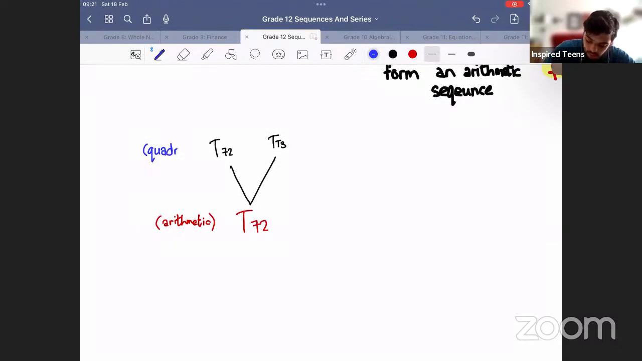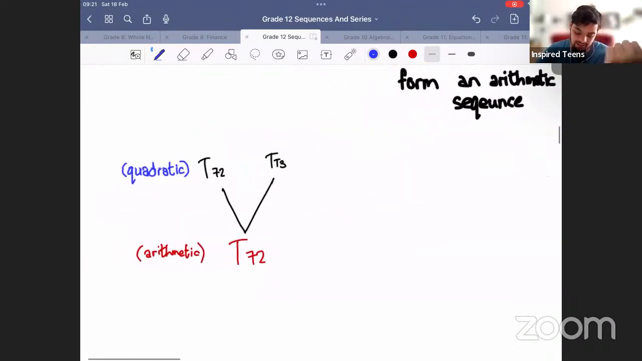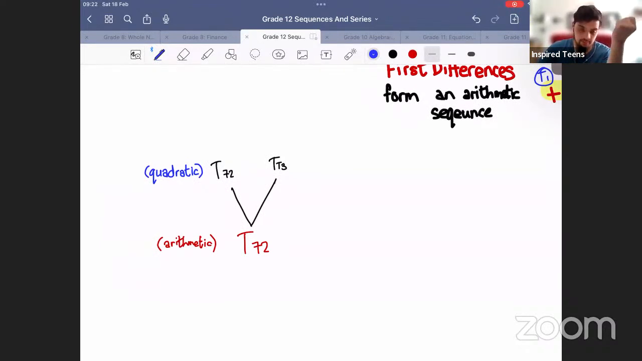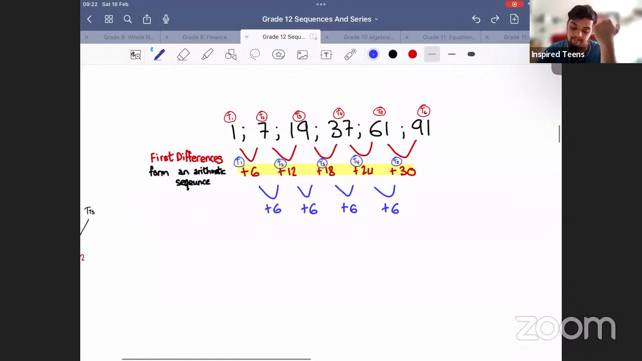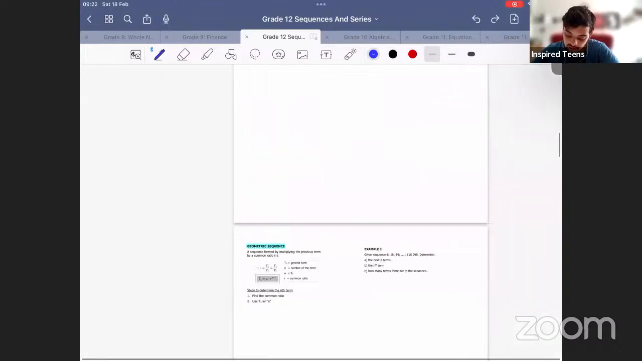So this is very important to note. Two things. Firstly, that the first differences of a quadratic pattern form an arithmetic sequence. And the second thing is that the term in the difference is always the difference between the number itself and one more than it. So the 72nd term in the arithmetic is actually the difference between the 72nd and 73rd of the quadratic. I don't know if I have an example right now, but I can see if I can find one.